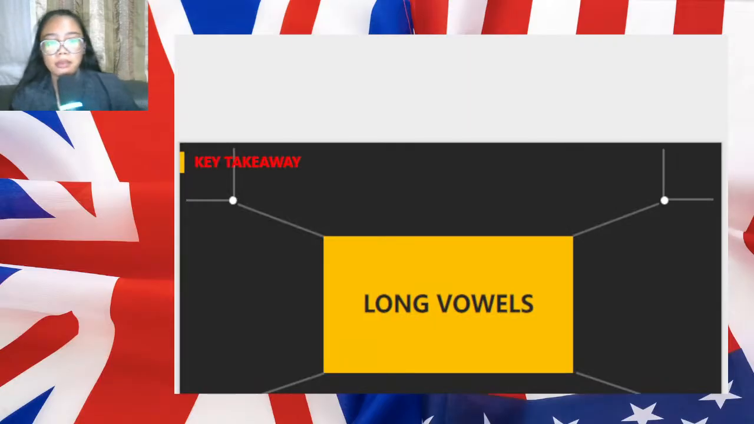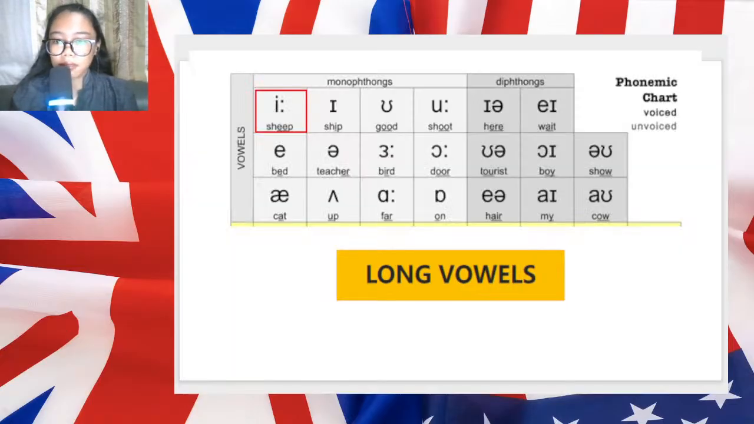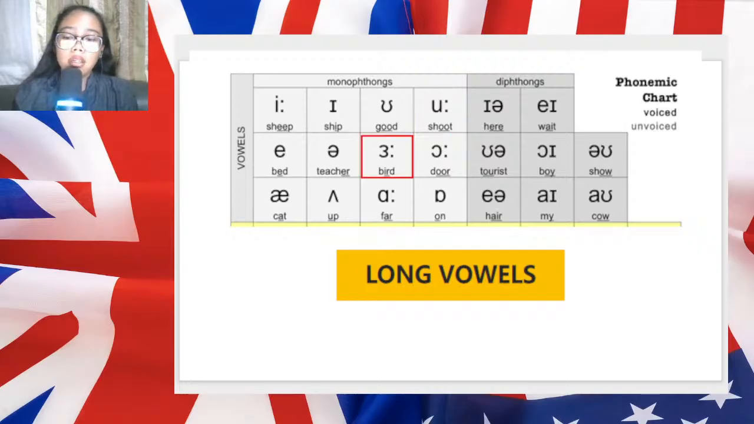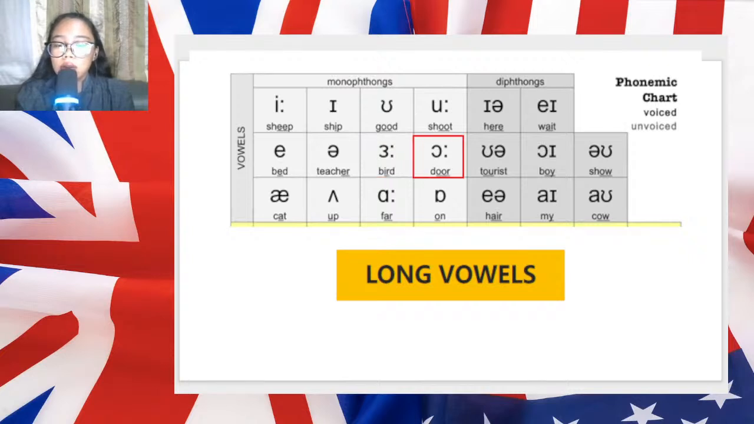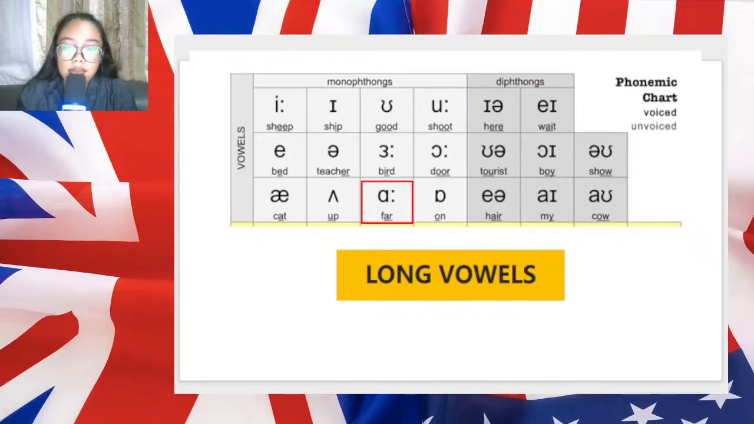Let's try to look back at all 5 long vowel sounds, starting with this. This is E, as in sheep. Shoot. Bird. Door. And as in far. So, yeah, that's the last vowel sound that we are talking about. Okay, that's the long vowel sound.